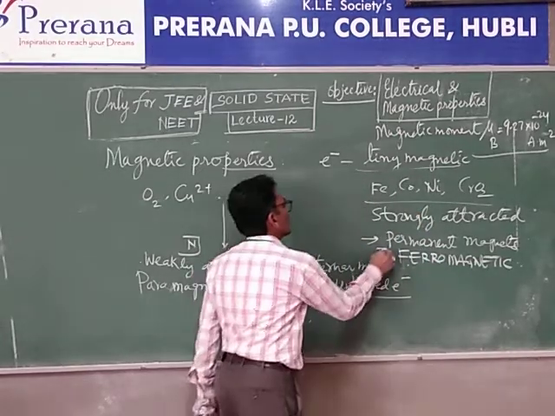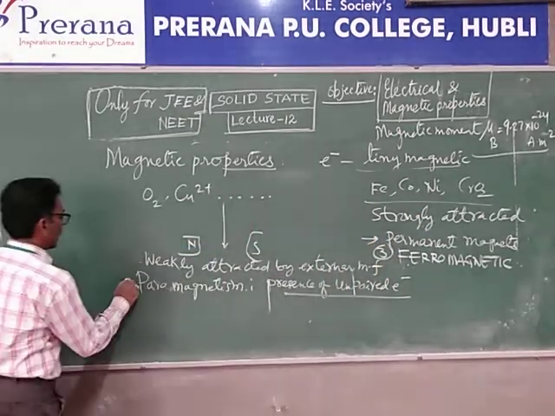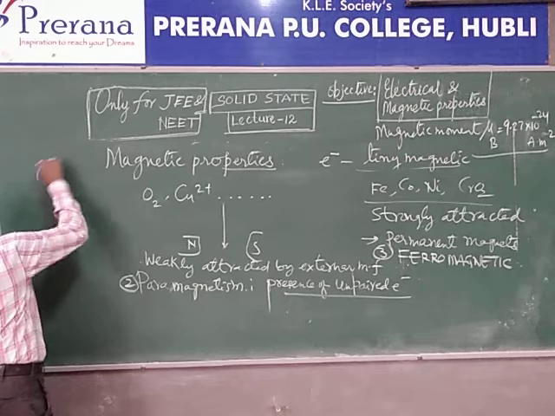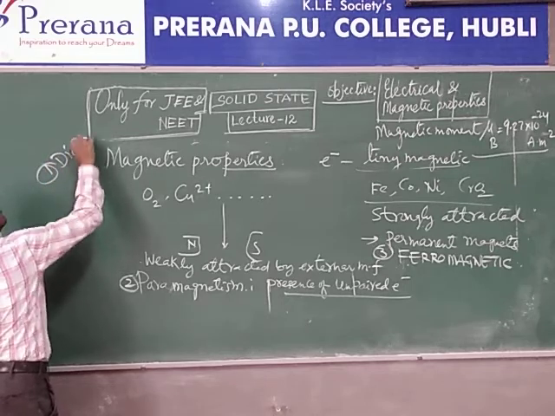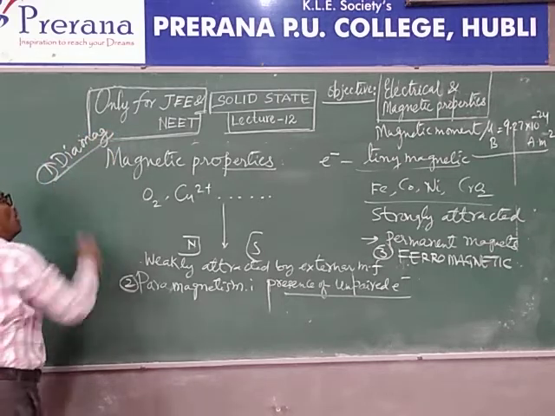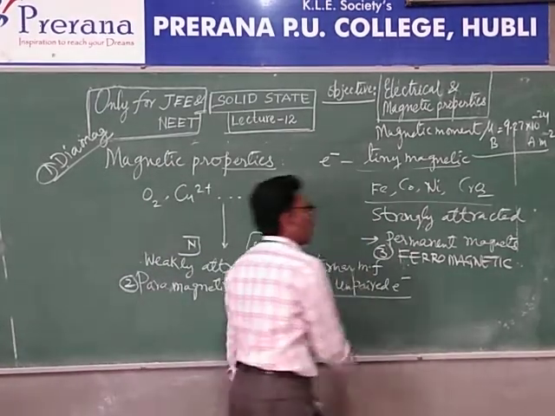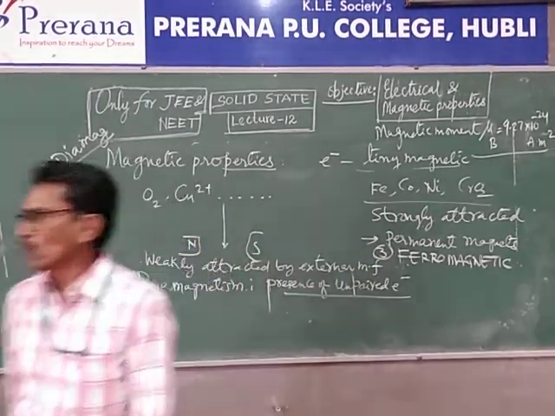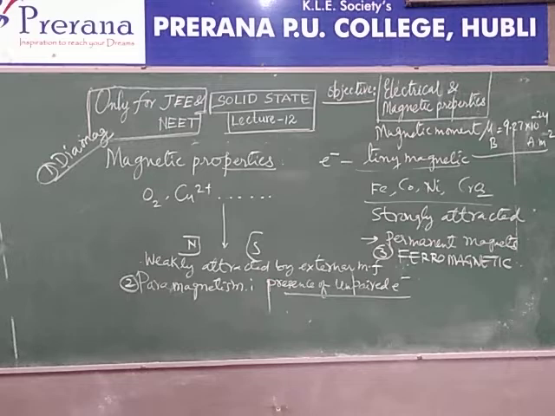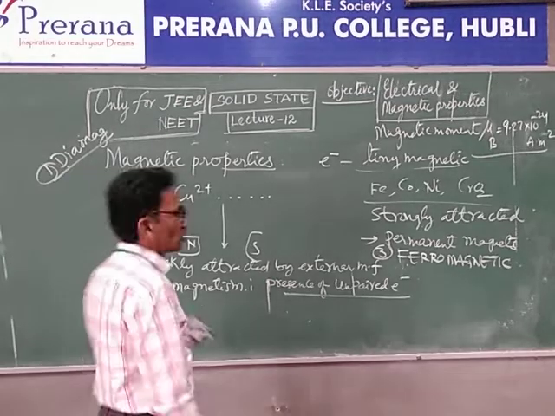This is the third case. This is the second case. The first case is diamagnetic. In addition to these three normal types, two other magnetic properties are also observed in solids, that we will take very soon. Get ready.